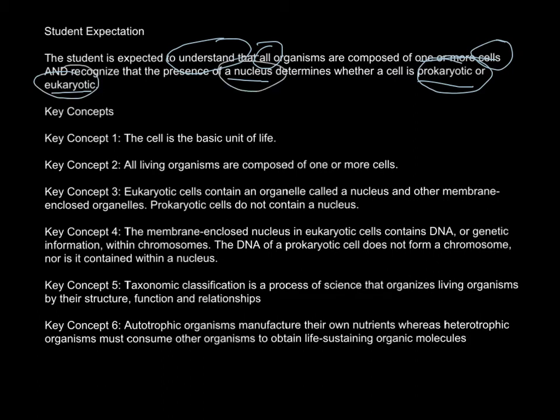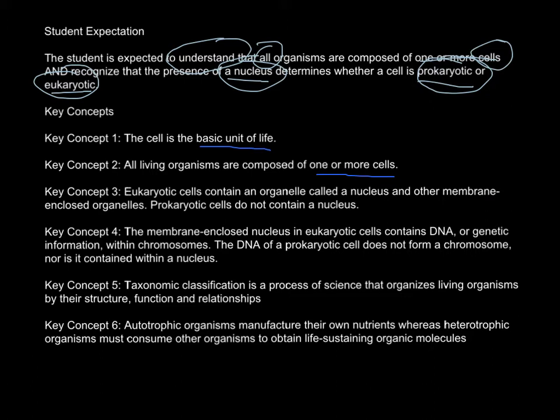Now let's look at our key concepts for this video. Each of these key concepts could be a bullet point in your Cornell notes, so you could have 6 major bullet points with some sub-notes under each one. Okay, so let's look at what those key concepts are. Number 1, the cell is the basic unit of life. Key concept 2, all living organisms are composed of one or more cells.